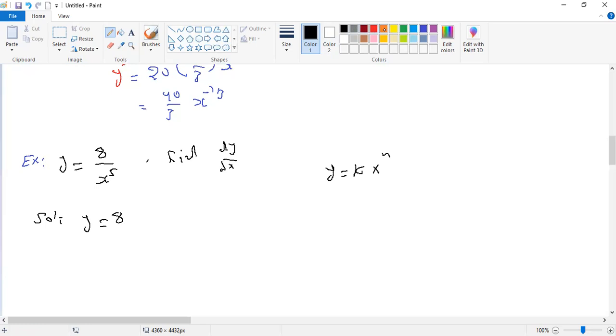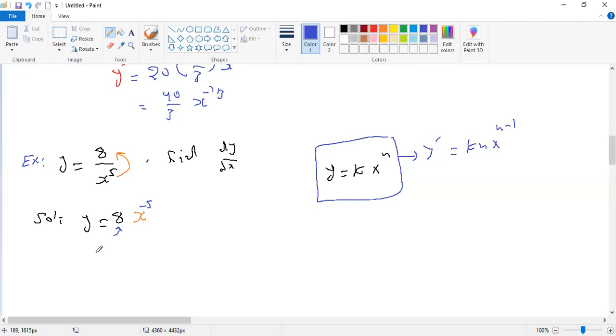That means we have to switch and write it up. So if we write it up, it will be x to the power negative 5 now, because it is in the denominator. Now you have to write it as k x to the n. The rule is k times x to the n. See the rule? And what is the y prime? Y prime is n times k, x raised to the power n minus 1.